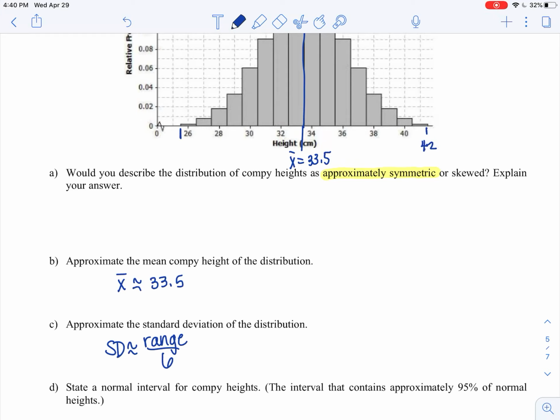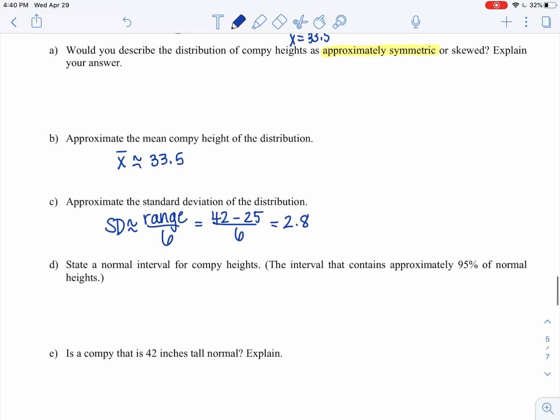So it looks like the highest value maybe is like 42. And I would say the lowest value kind of looks maybe like 25. Again, these are just ballparks. So let's say I do 42 minus 25 divided by 6. That turns out to be a value of 2.8. So let's use 2.8 as our standard deviation.